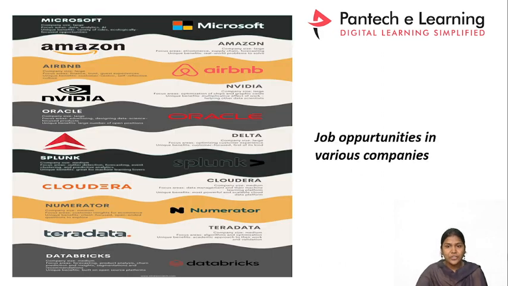So here are the different job opportunities, right? Job opportunities in various companies. What are the different companies? Here you can see Microsoft, Amazon, Nvidia, Oracle, Cloudera, Databricks, Numerator, Teradata, Splunk, Oracle, Airbnb, Amazon. So these are the different companies having more data scientist roles. It is nothing but they are recruiting more people for these data scientist jobs.